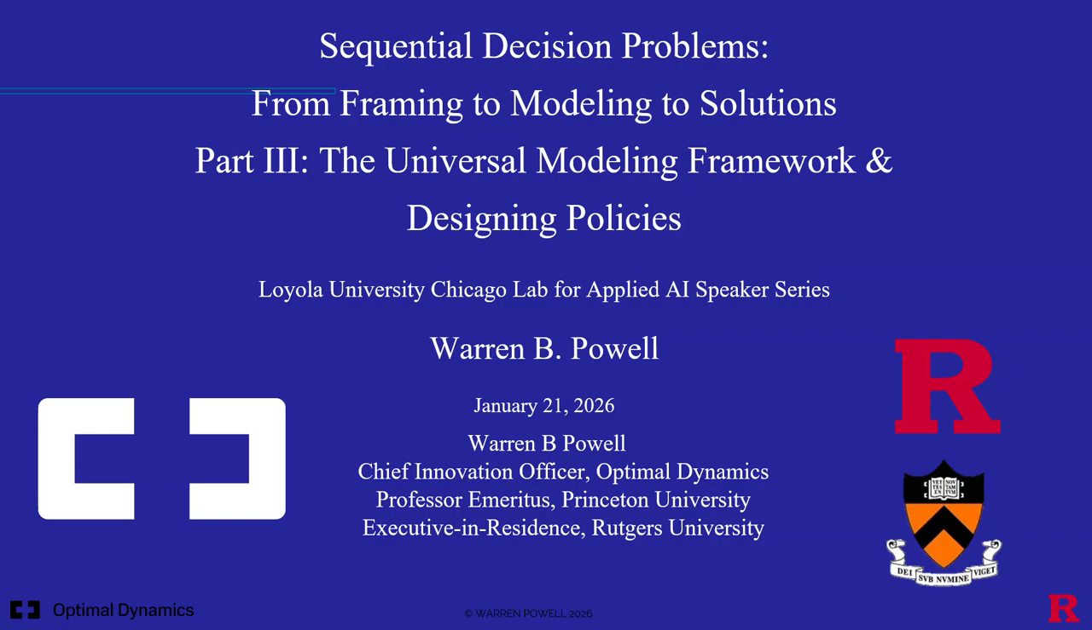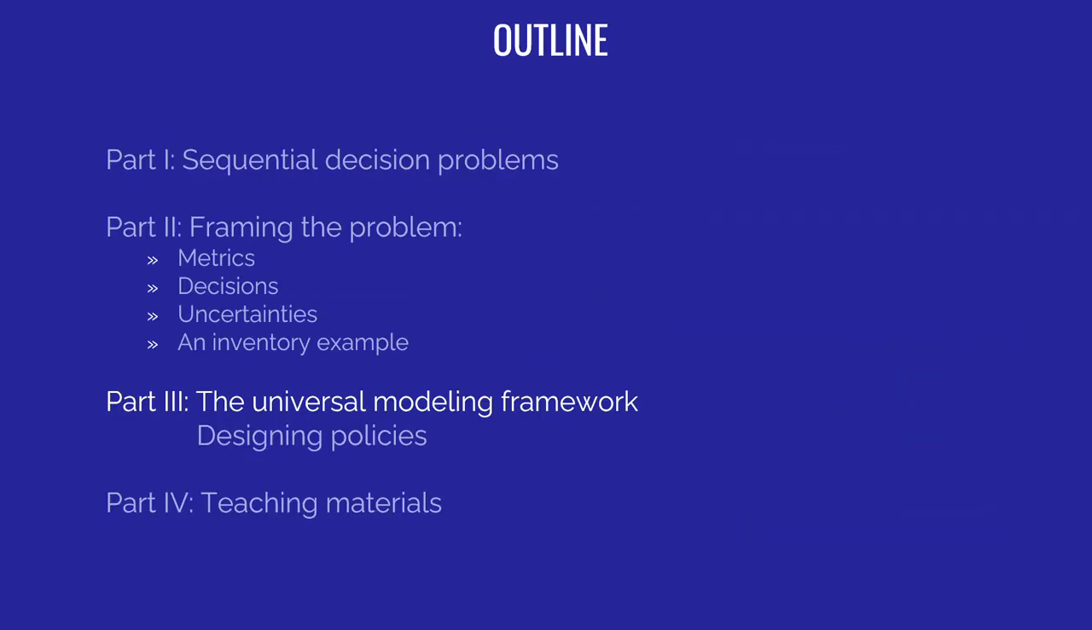This is part 3 of my talk on sequential decision problems from framing to model to solutions. Part 3 is on the universal modeling framework and designing policies. So this is going to be the more technical part of the talk. It's separate from the framing. Framing lays the foundation for this. So I'm going to start off with the universal modeling framework.